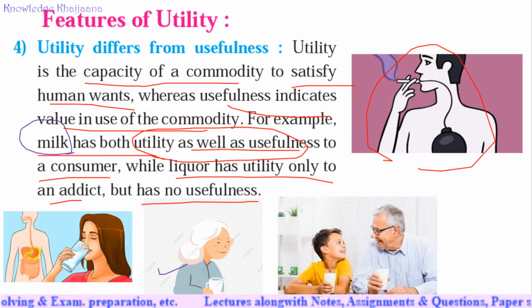So milk has both utility as well as usefulness. Utility differs from usefulness, right? Because consumption is not usefulness, but it has utility. Cigarettes have utility but not usefulness.